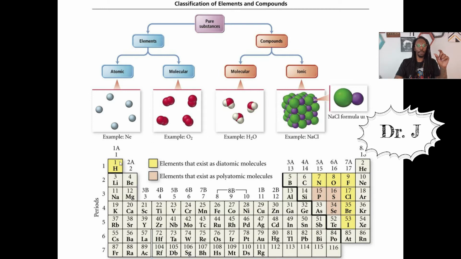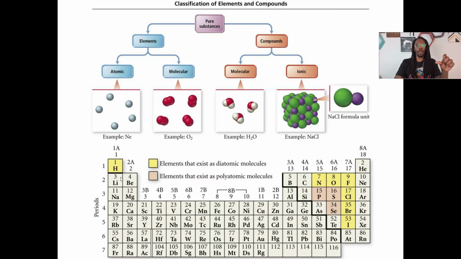Let's talk about that. So the metals, here are our metals, right? We got alkali metals. Y'all remember those groups? We got alkaline earth metals. All right, so these are metals. This whole middle section, we call these transition metals. So basically all of these are metals.